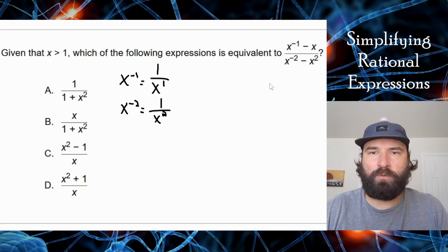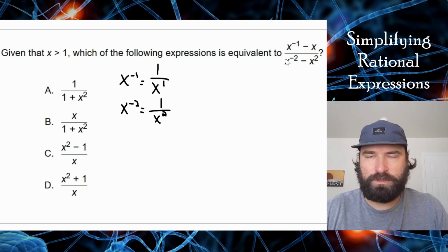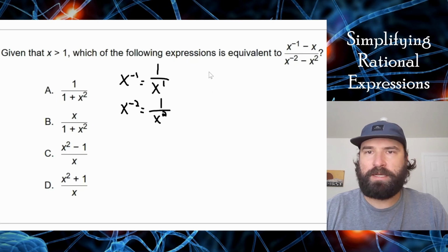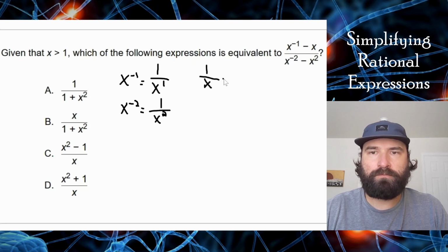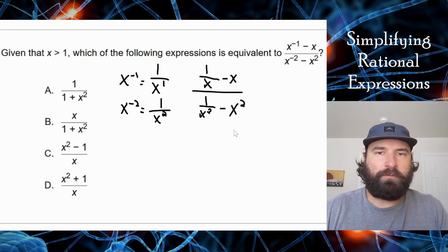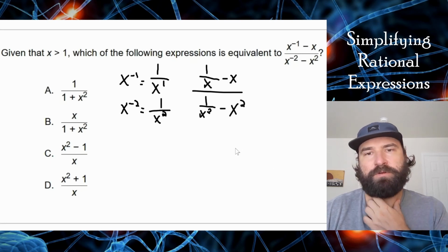So if we fill in what we have right here, just throw those in for the x to the negative 1, x to the negative 2, what we're going to get is 1 over x minus x, divided by 1 over x squared minus x squared. Which is a pretty complicated expression. We've got fractions inside of fractions. This is going to be pretty difficult to deal with.